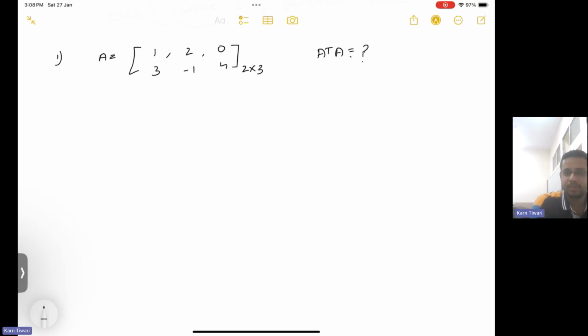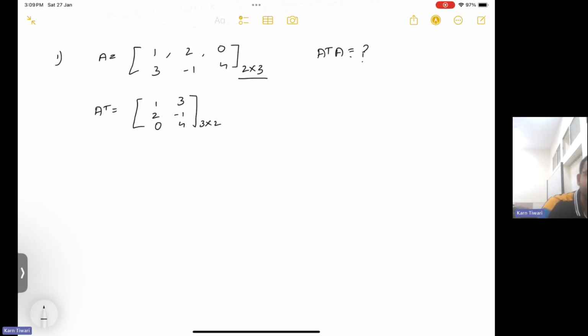As there are 4 options, what will be the shape of A transpose A? You can directly cancel 2 of the options and try to figure out which is the correct option. A is of size 2 cross 3, and A transpose, which is 1, 2, 0, 3, -1, 4, is of shape 3 cross 2.